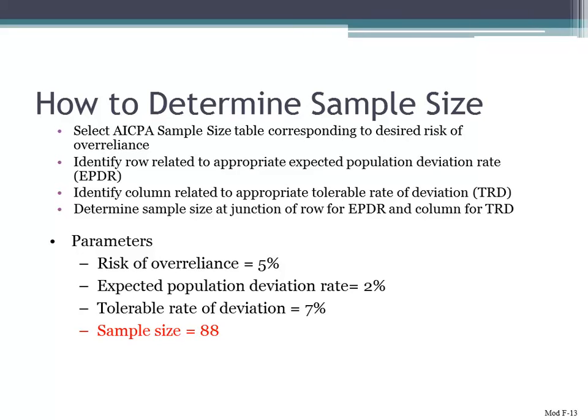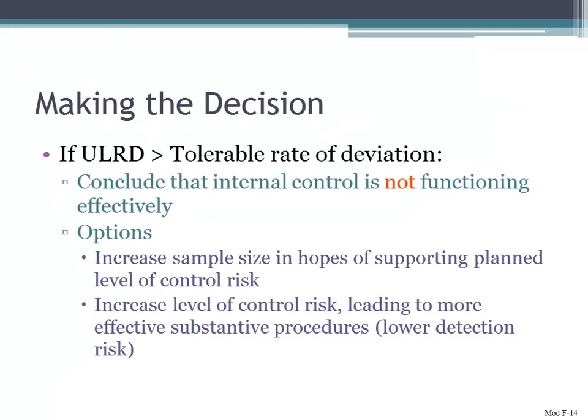So you see what's driving your sample size. It has nothing in there about population, right? What's driving your sample size are those three parameters. You have to make a decision. So now you have to decide as an auditor what's your upper level rate of deviation. That's the ULRD, upper level rate of deviation.